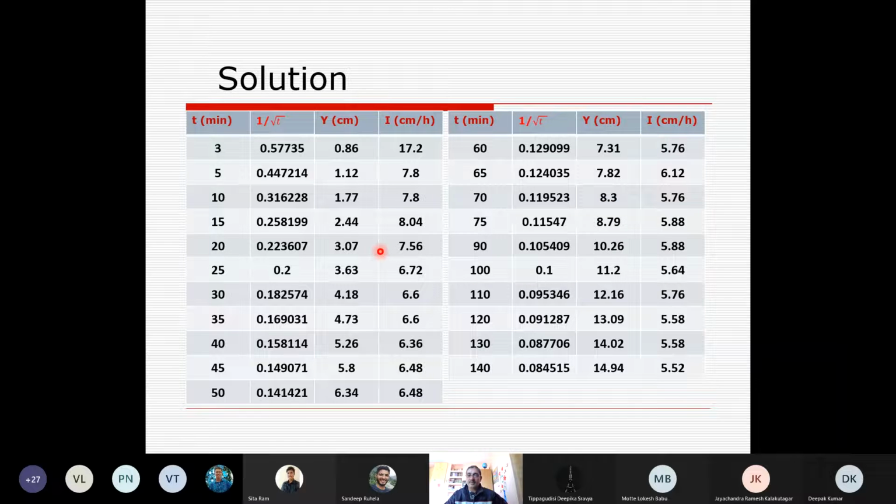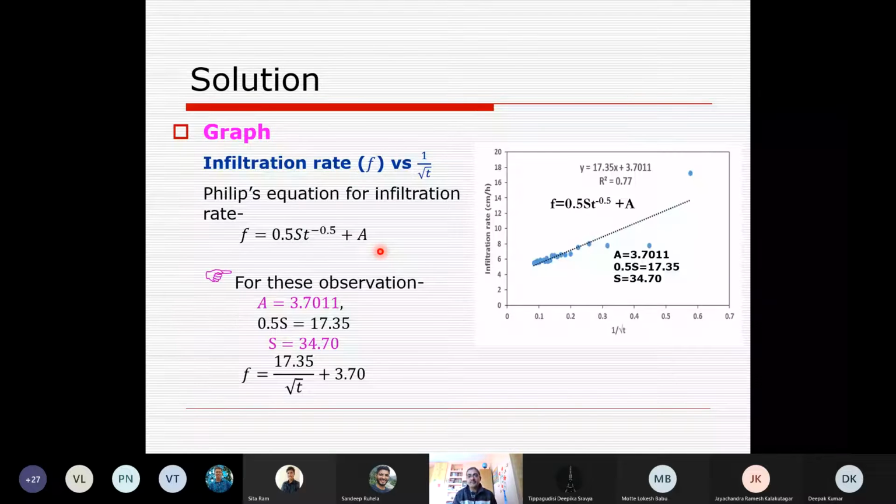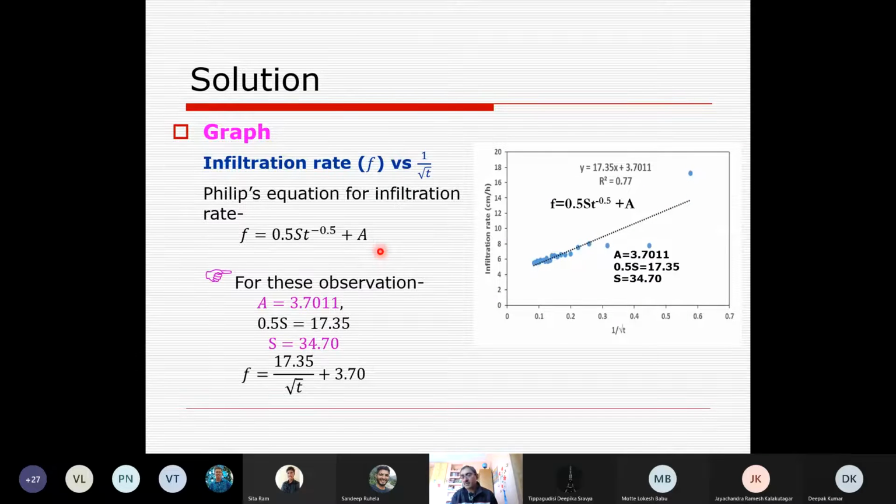Sir, in the equation, do we use time in minutes or in hours while calculating? Sir, is T in hours or T in minutes? T is in minutes, always.